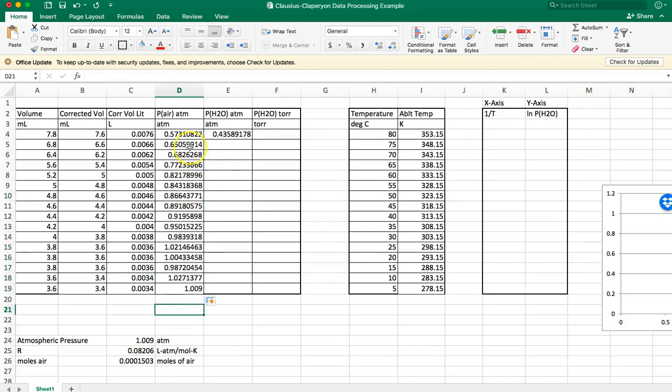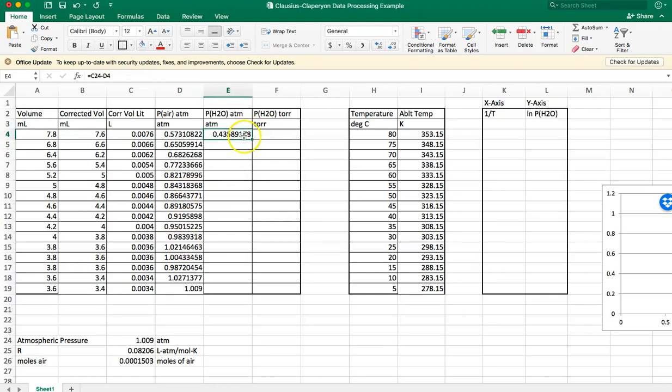Oh look, everything worked out. We still want to make sure that the corrected volume and the absolute temperature change as each data point changes, so those shouldn't be locked, but we never changed the amount of moles of air and never changed the value for R. So we've learned how to lock cells that we don't want to change and allow other cells to change as we drag down our formula.